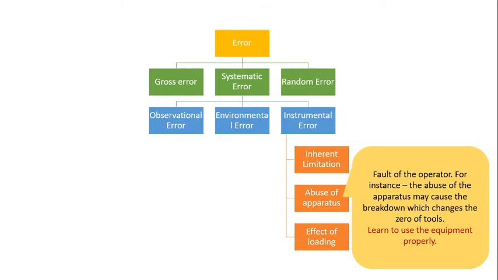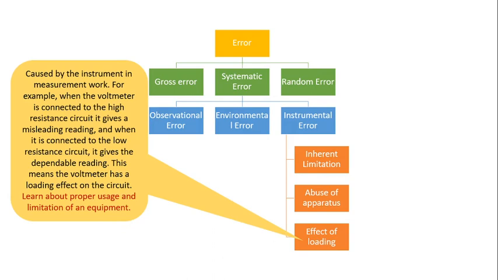Abuse of apparatus. Now, an otherwise good apparatus can behave erratically in the hand of a novice experimentalist. For example, the abuse of an apparatus may cause a breakdown which changes the zero of the tools. Then all the subsequent readings will be plagued with some sort of systematic error. Either they will be enhanced or they will be decreased. So learn to use your equipment properly. Finally, the effect of loading is caused by the instrument in measurement work.